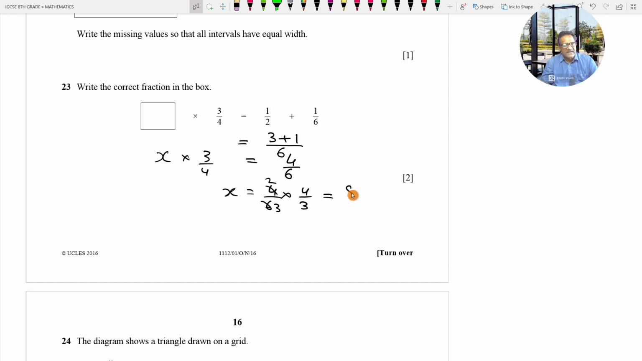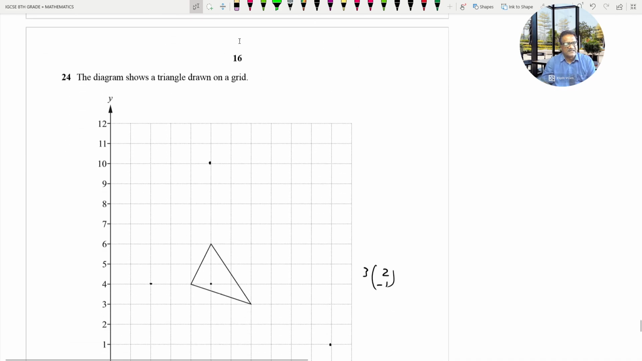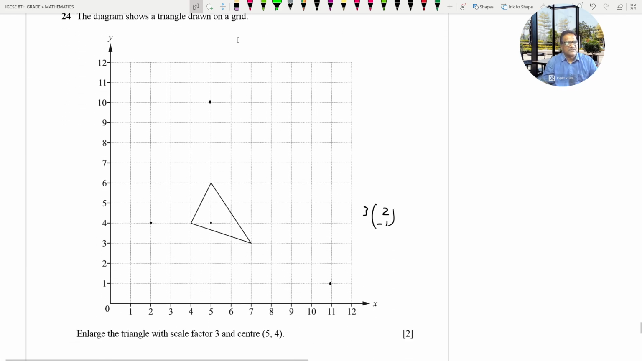So 4 2s are 8 upon 3 3s are 9. So my x, the value in the box, has to be 8 upon 9. So this is 8 upon 9. Okay, so that's the answer for question number 23. And the last one, that is question number 24.